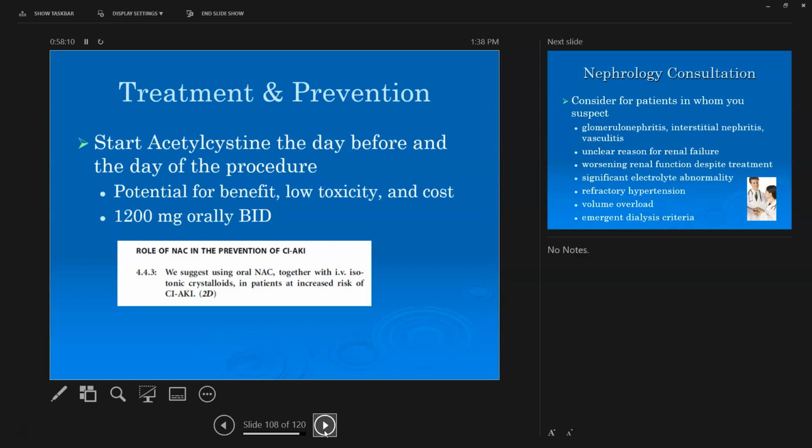And even too, if you go to UpToDate and type in whatever you want, hit Summary and Recommendations, and it'll give you the treatment. The other next good place to go is also UpToDate.